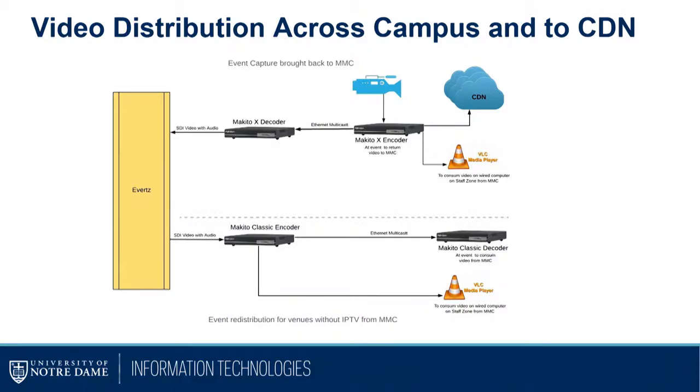We'll use that feed to actually redistribute to overflow locations. So if for bad weather, or if people just don't want to be in the weather at all, then they can go to alternate locations to be able to pick up the feed off of an IP multicast.